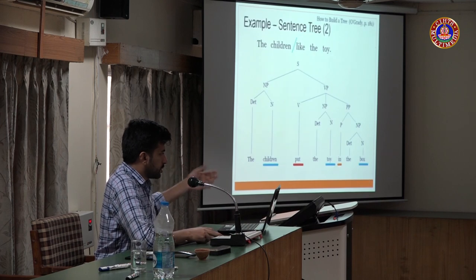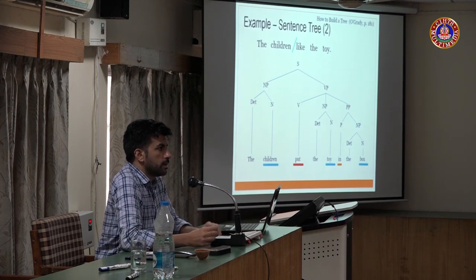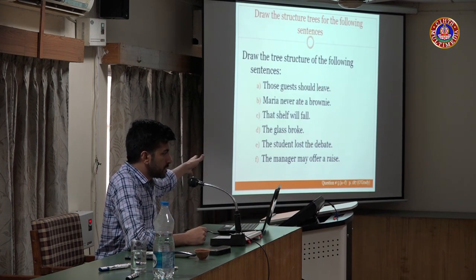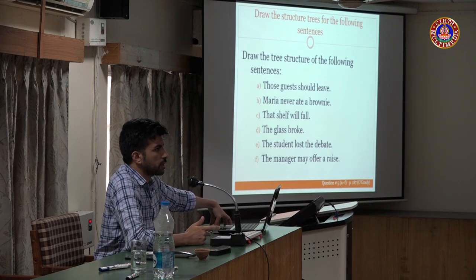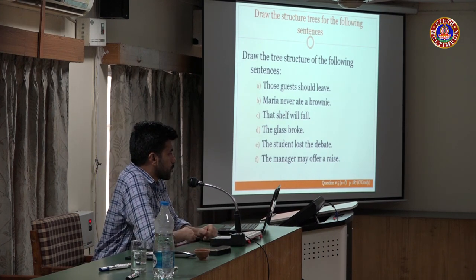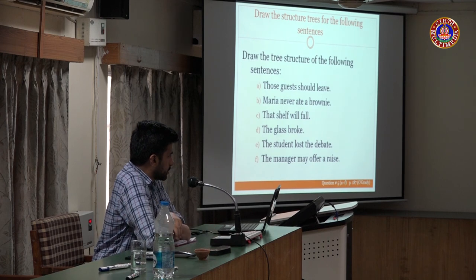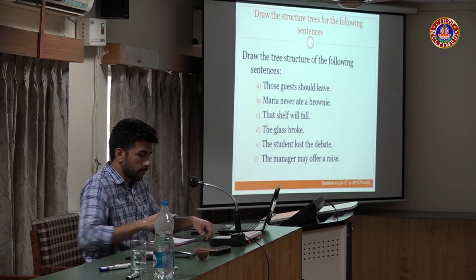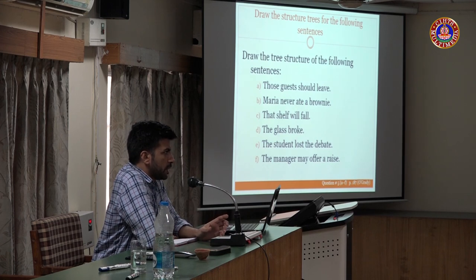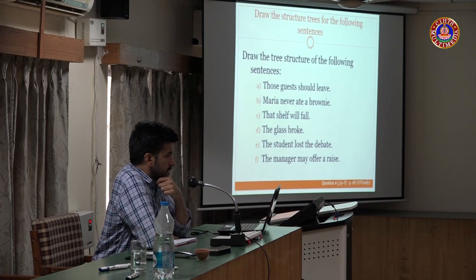Of course, now our sentences are getting longer. Soon I'm going to give you some sentences. This should not be very difficult. Just make a tree diagram of some sentences. Draw the tree structure of any sentence of your choice. These are sentences, not phrases. Koi bhi choose kar lo and just make a tree diagram. So whatever we have done so far, you should be able to make a tree diagram of all these sentences. Iske baad maybe we'll do some difficult ones.